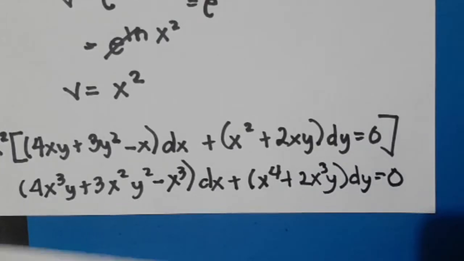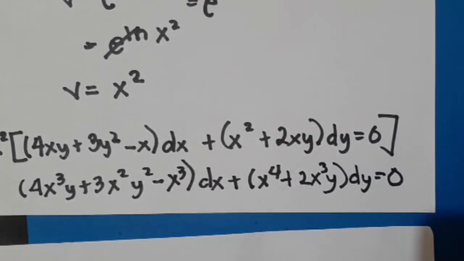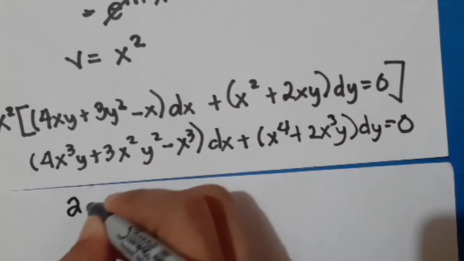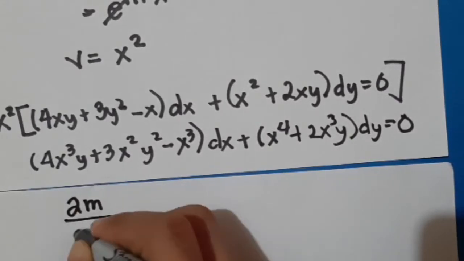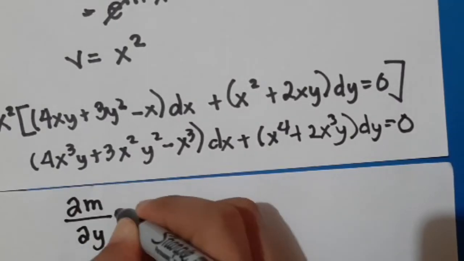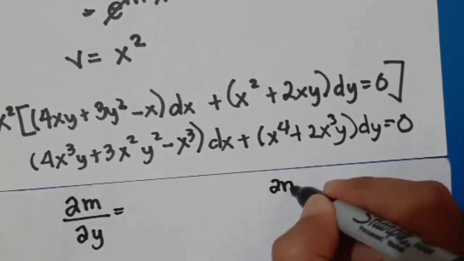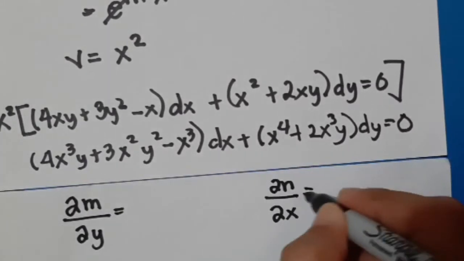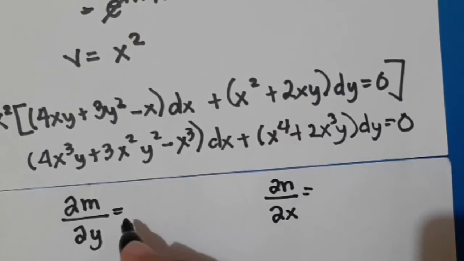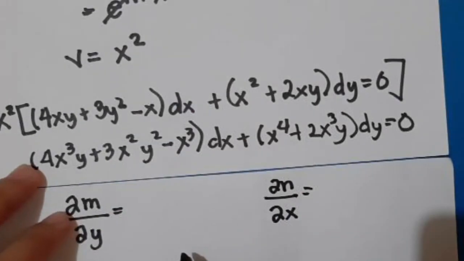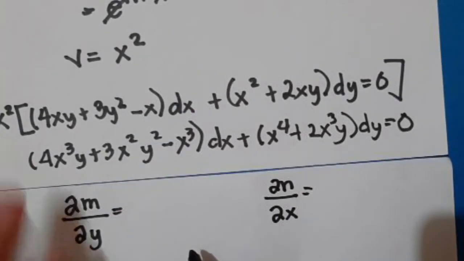Then afterwards, after multiplying the integrating factor, we check if the equation becomes exact already. So that is My, and we have Nx. If this is not exact, therefore we have arrived with the wrong integrating factor. So let's check again where we made a mistake.